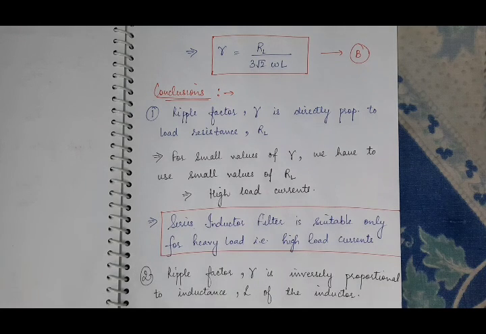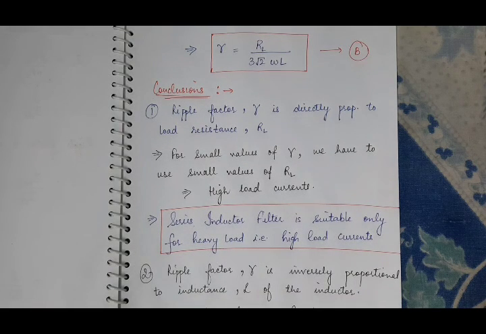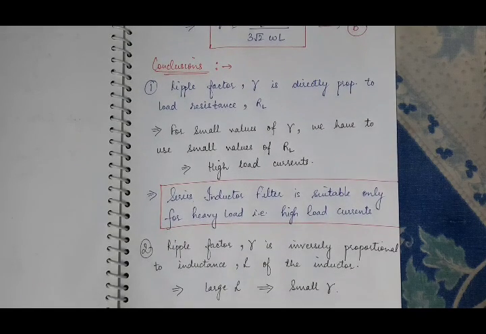And the second conclusion about the performance of the inductor filter is that the ripple factor gamma is inversely proportional to the inductance L of the inductor. It implies a large value of L means smaller values of gamma. So we always use large values of inductance L in the inductor for small values of ripple factor gamma. So this is all about the series inductor filter with full wave rectifier, and this article is very important. In the next lecture we will discuss the shunt capacitor filter.